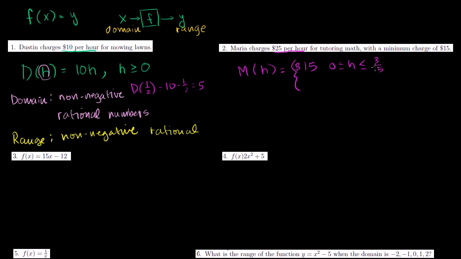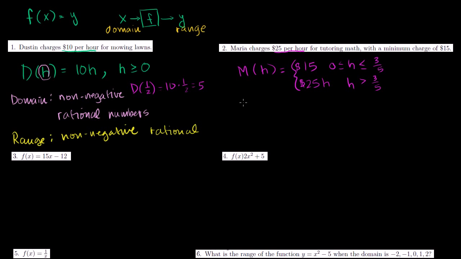Right? If she only worked 1/5 of an hour, the bill would have been $5, but she has a minimum charge of $15. So she's going to charge $15 up until 3/5 of an hour, or 36 minutes. And then after that, for h greater than 3/5, she's going to charge $25 an hour, 25 times h. So that's her function definition right there.